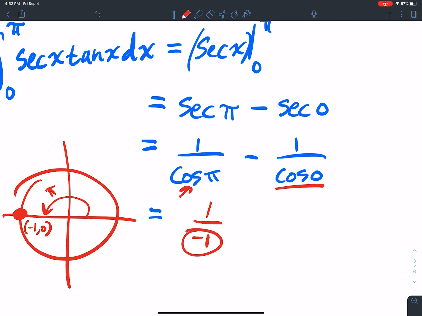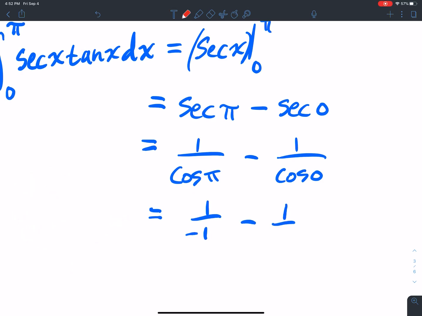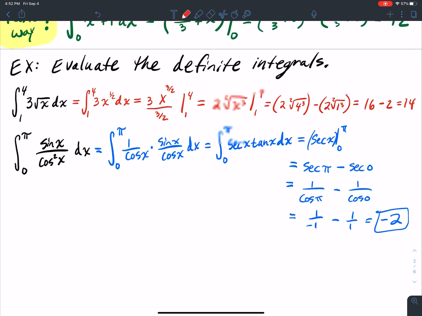Cosine of 0, so the angle of 0 is right here. So this is 1 comma 0. So this cosine of 0 is actually 1, okay? So it looks like I have -1 minus 1. Whew, what is that, just -2? Oh, that's a tough one, right? So simplify, you get -2 there.